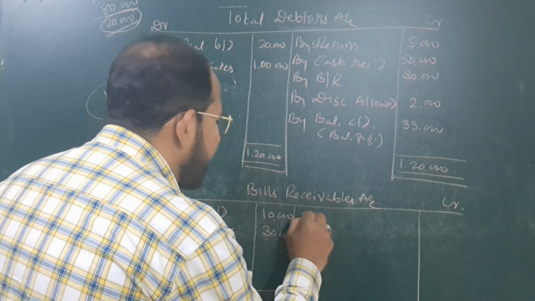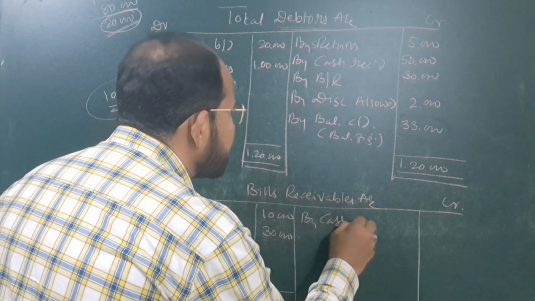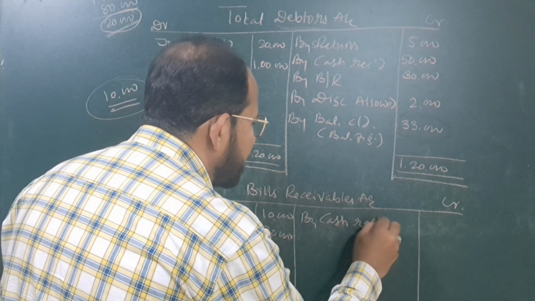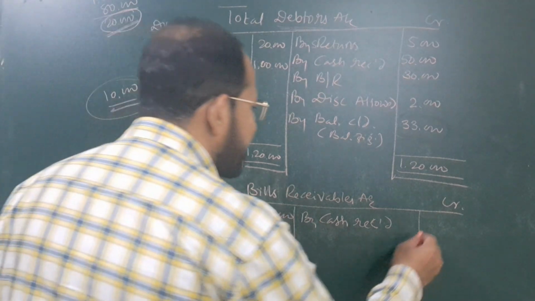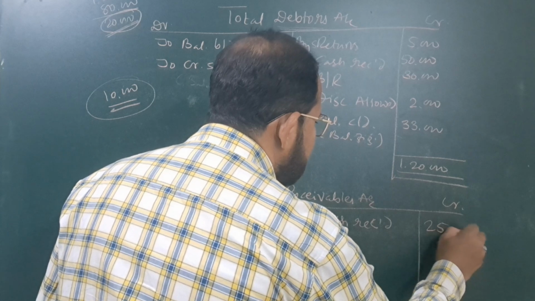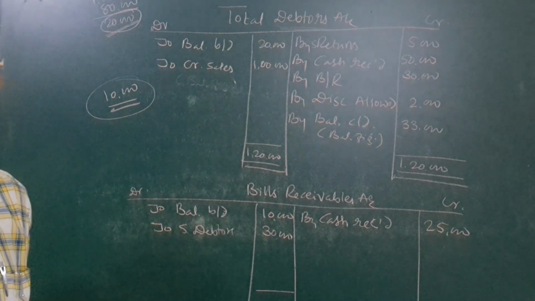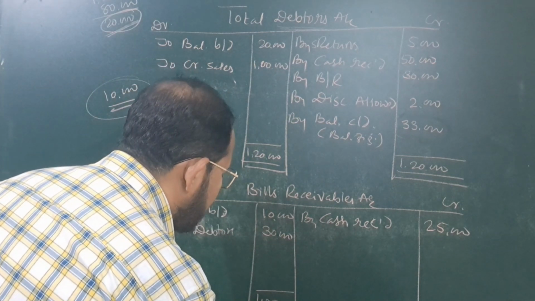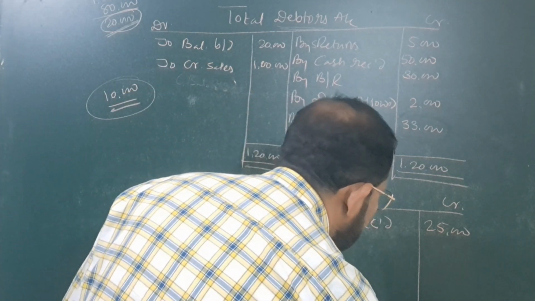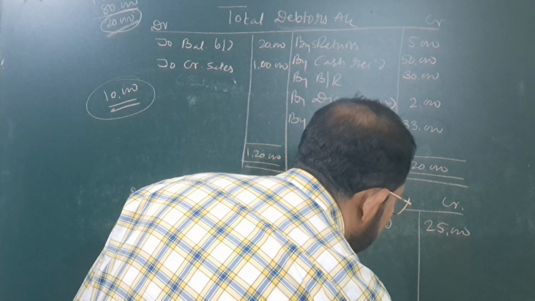That is why here I write by cash received against bills. When we send the bills, we get the cash. Assume rupees 25,000 is collected. How much? Rupees 25,000 is collected. Now we have to close this one, rupees 40,000, and here also we have to write rupees 40,000.